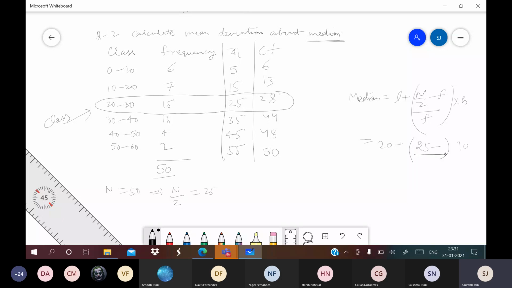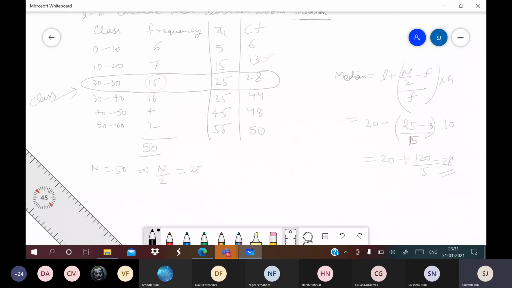Then capital F is the frequency of the class preceding the median class. So cumulative frequency preceding the median class is 13. You put this value here. And finally, what is small f? Small f is the frequency of the median class. This is 15. Put these values here and solve it. Once you have the median, now you know that there's nothing left in the question. So this is 20 plus 120 by 15. This is 28, right? This is the median.